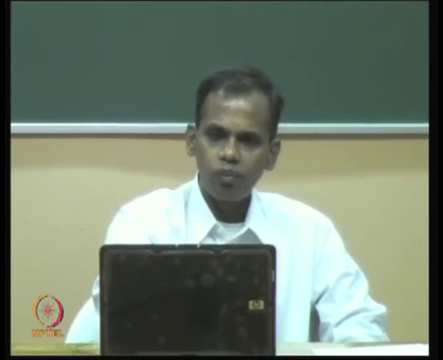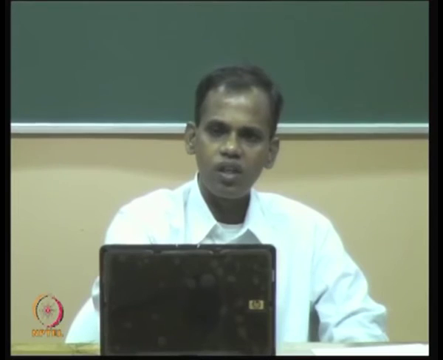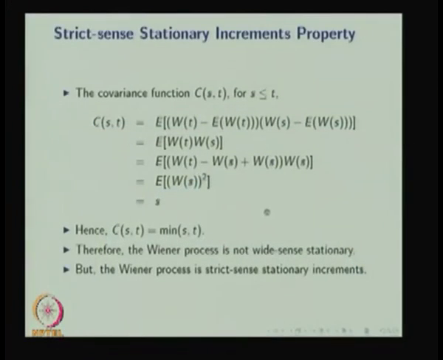The second important property is strict sense stationary increments. We are not saying the given stochastic process, Brownian motion, is strict sense stationary. Here we are saying the increments are strict sense stationary. That means the increments satisfy the time invariant property. Strict sense stationary means it has the time invariant property in the distribution.